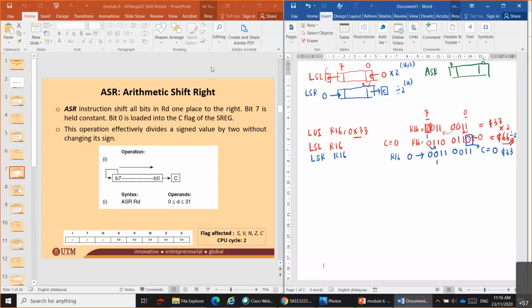From Josh: for LSL, it will also affect signed numbers, right? For the logical shift left, yes, you can use it to multiply both signed and unsigned numbers. Then Tan Ying Kwan asks, if a bit changes between D3 and D4, which flag gets affected? Every time you shift, there is a carry from bit 3 to bit 4, and then the H flag will get affected.